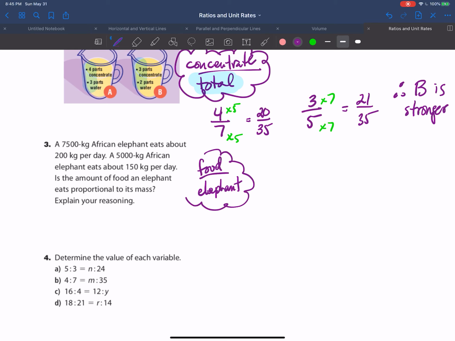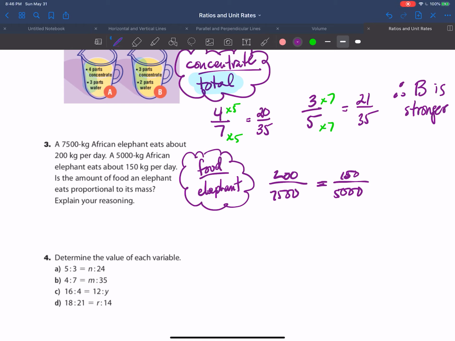I find it's helpful to write your ratios out in words first so that you'll keep the right numbers where they're supposed to go. So the 7,500 kilo African elephant, right? It weighs 7,500 kilos. It eats 200 kilos per day. And then there's the African elephant, that's 5,000 kilos. It eats 150 kilos per day. And we want to figure out, is this proportional? Are they equal to each other? If they're not equal to each other, then it's not proportional.